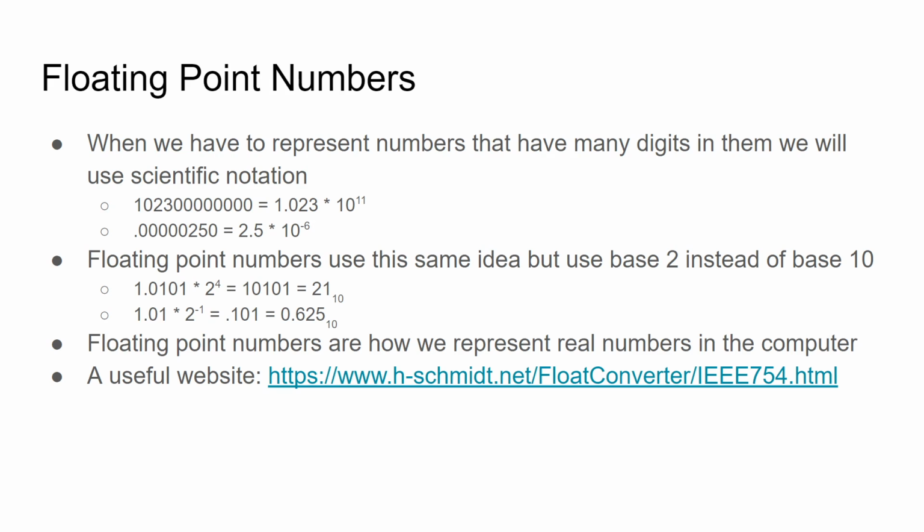Floating point numbers utilize the same idea, but instead of using base 10, they use base 2. So 1.0101 times 2 to the 4 would be 10101, which is 21 in base 10. Or if you had 1.01 times 2 to the negative 1, that's going to be 0.101, again all in base 2, which is 0.625 in base 10. Any questions here so far?